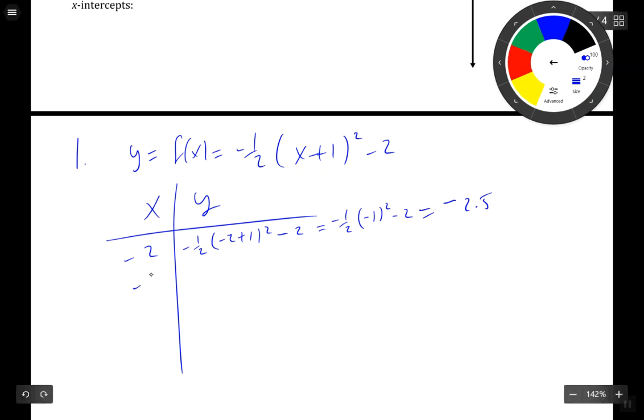Yeah. Put in negative 1. I get negative 1/2 times (negative 1 plus 1) squared. OMG, what's that go to?